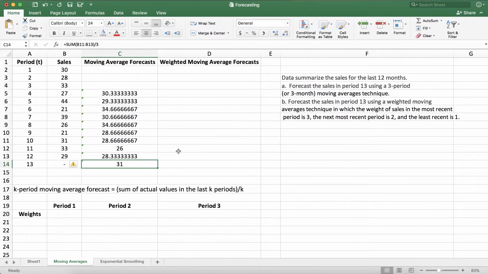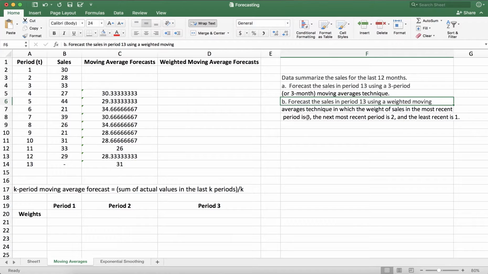So the answer to part A is 31. Question B is asking us to forecast the sales in period 13 using a weighted moving averages technique in which the weight of sales in the most recent period is 3, and then the weight in the next most recent period is 2, and the weight of the least recent period is 1. Okay, so this is a different approach.